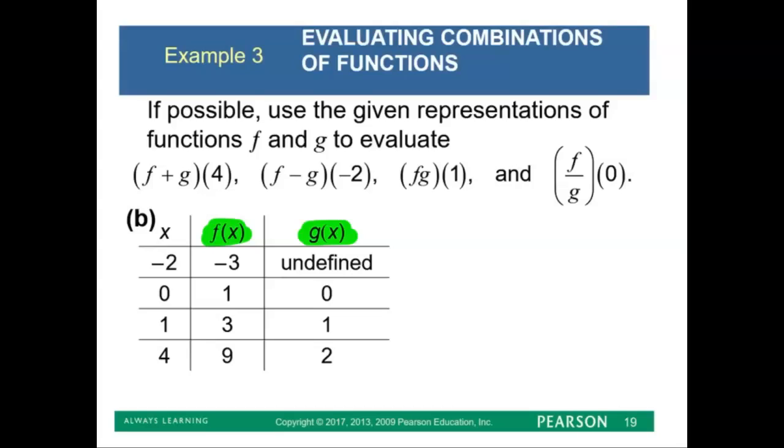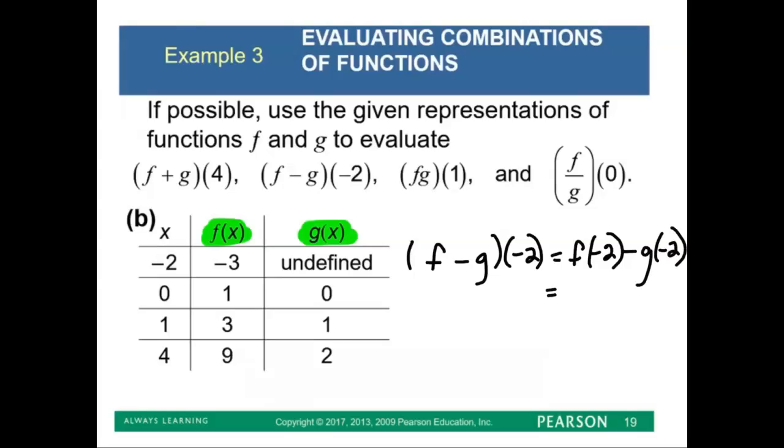Let's first of all do (f minus g)(-2). Okay, so (f minus g)(-2). We will use our definitions to split that up into f(-2) minus g(-2). Now f(-2) is just -3 minus, and now here's where the trouble comes in. g(x) is undefined right here. And so therefore the entire expression here is undefined. So the answer to that would just be undefined.